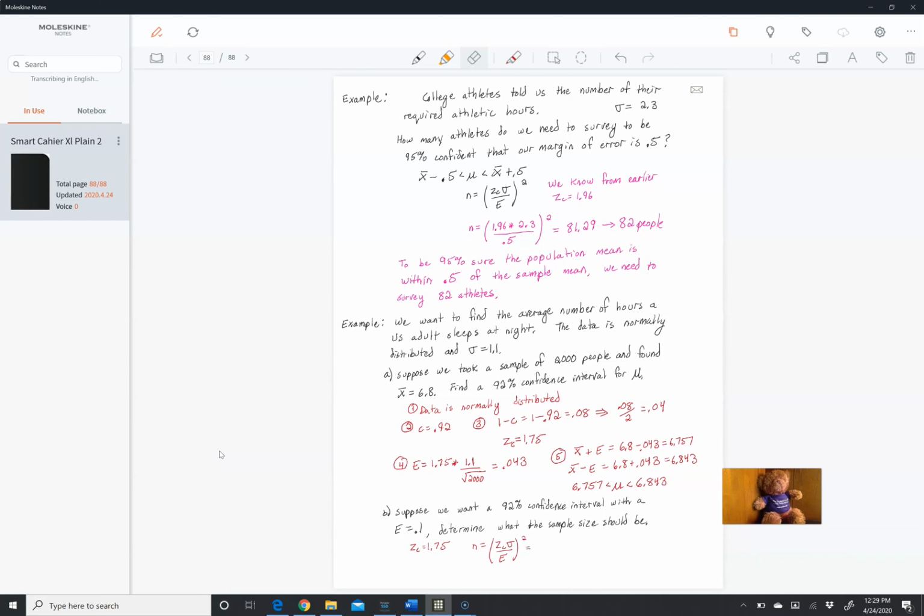So this says we're going to plug in 1.75. We know what sigma is. Sigma is 1.1. And you're given the margin of error. It says you want a margin of error of 0.1. So we're going to figure out what that is. That's 1.75 times 1.1 divided by 0.1, which is 19.25, and we're going to square it. So this says we only need to ask, if we plug it into our calculators, we get 370.6.